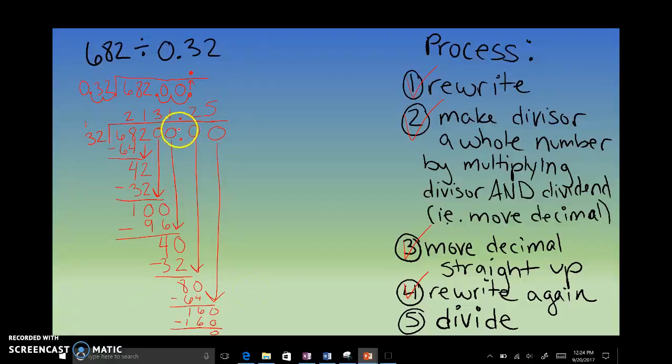So we check our decimal point. We brought it up. So that's going to be our answer. Our answer to our problem is 2,131.25. So that is our final answer.